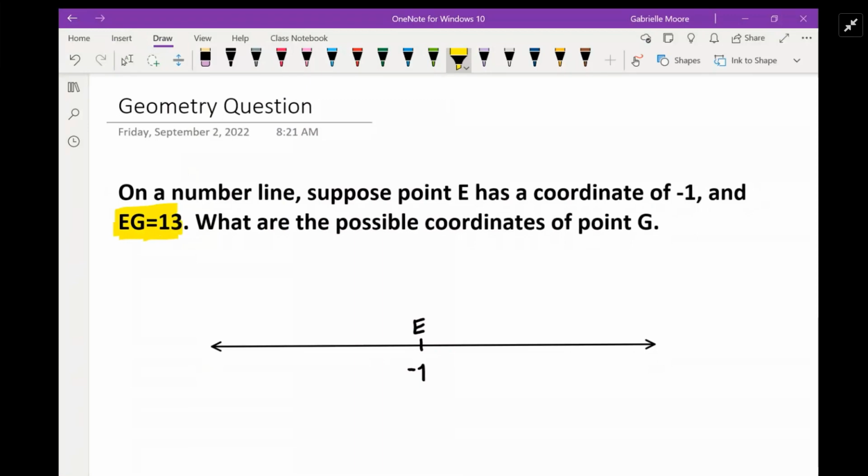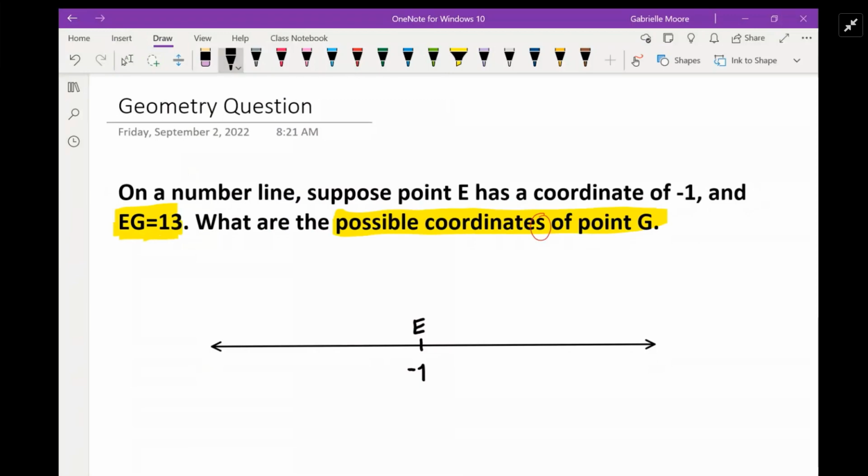And then the question at hand is, what are the possible coordinates? So notice that it's plural, right? That should kind of help give us a hint. What are the possible coordinates of point G? So we have this other point that we're trying to look for, and we're given the measure or the length of this line segment. However, we're not really told in what direction it's going to go. That's why we have plural coordinates that could represent point G.